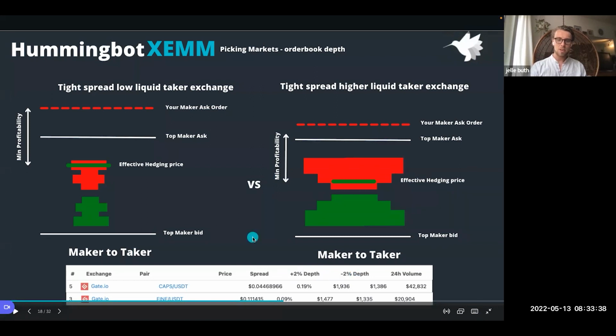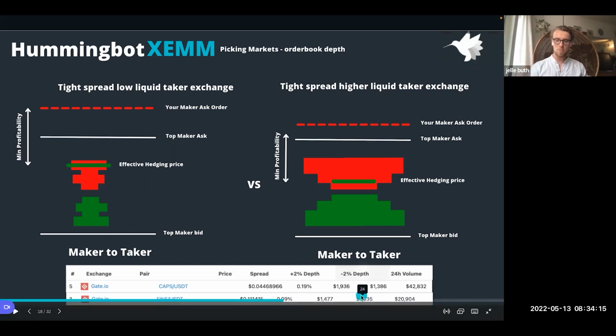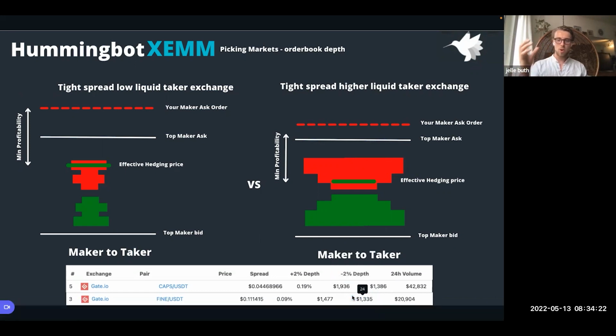the -2% depth. What this basically means, how you can see this is for this pair, for example, FIN/USDT, between the mid price and +2% of that price, there's around $1,400 of liquidity. Let's say I use this on my taker exchange. If I want to place an order of $1,400 on the taker exchange to buy my asset, that means I would probably move the price like 2%. And opposite, if I would sell my asset for like $1,300 total worth, I would probably push the price down 2%.